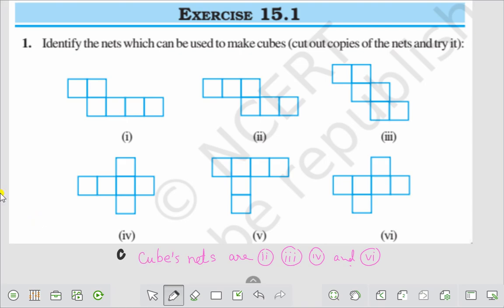You can make a copy of this, or you can make it in practical, so that you can get that the cube nets are 2, 3, 4, and 6, right?